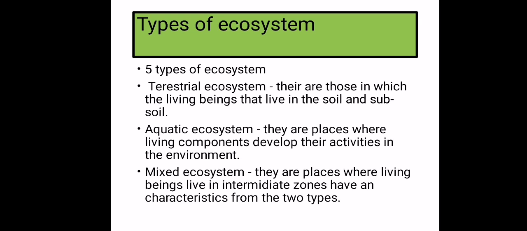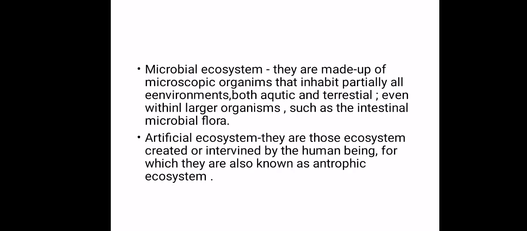Types of ecosystem. Five types of ecosystem. Terrestrial ecosystem. These are those in which the living beings live in the soil and subsoil. Aquatic ecosystem. They are places where living components develop their activities in the aquatic environment. Mixed ecosystem. They are places where living beings live in an intermediate zone, have characteristics from the two types.